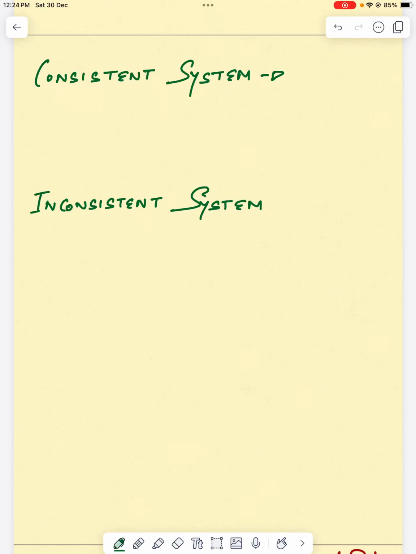Hello guys, welcome back. In this session, we will be discussing chapter number 3 of class 10th mathematics, that is pair of linear equations in two variables. Part 2. Part 1 I have already made.